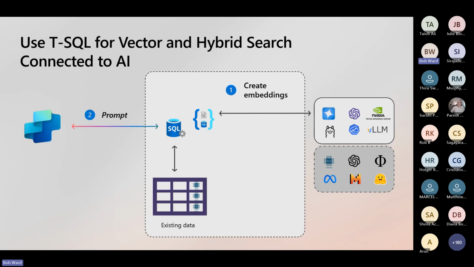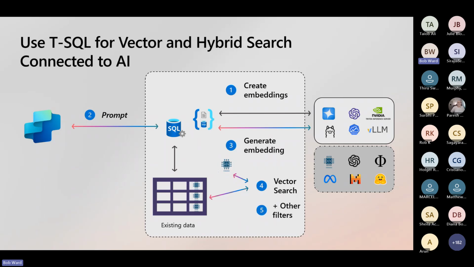So that prompt, you would then take and use T-SQL to generate another embedding for the prompt. Now you're comparing the embedding for the prompt with what you have in your data, and that's what we call a vector search. And we give you T-SQL functions to go do all of that. Then you might combine that with other filters, other parts of where clauses, could be anything in your database you use today, to put those together as a hybrid search.